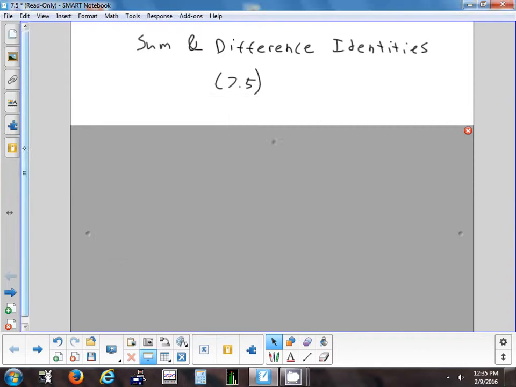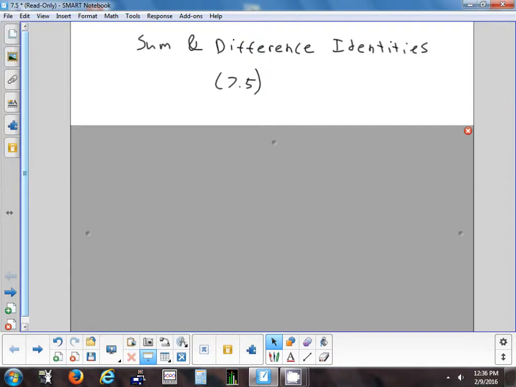All right, so today we're going to continue looking at identities. Okay, we've already looked at some of the basic identities, like the reciprocal. You flip sine, you get cosecant. You flip cosine, you get secant. We looked at sine squared plus cosine squared equals 1. Okay, those were your Pythagorean identities.